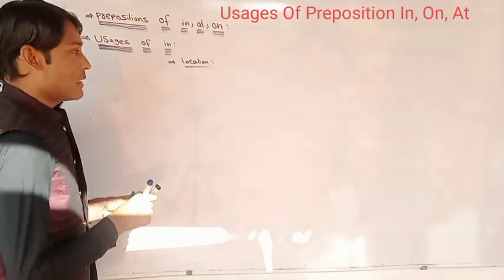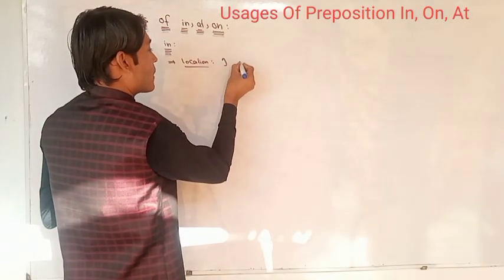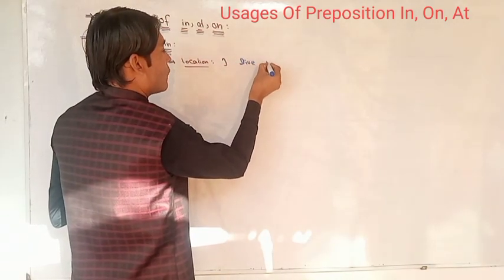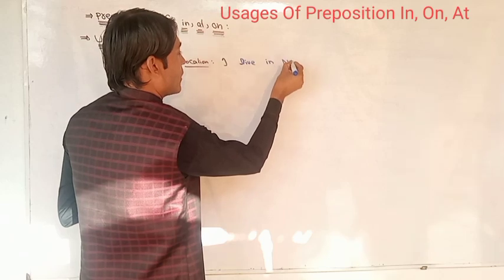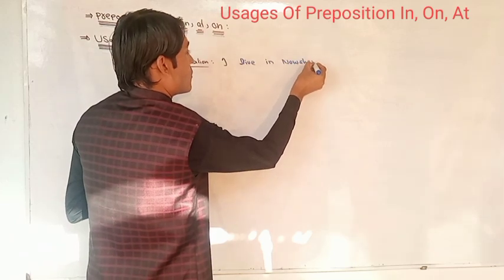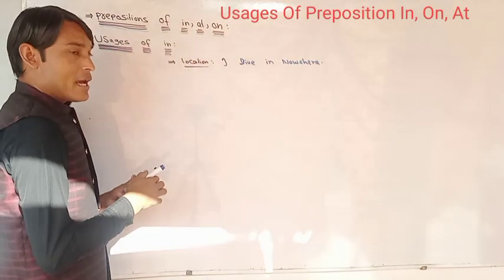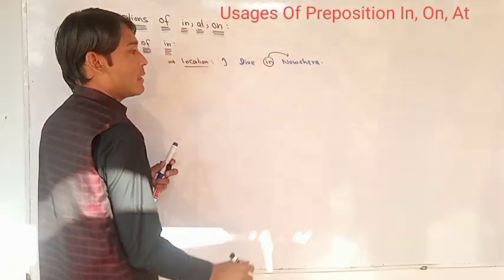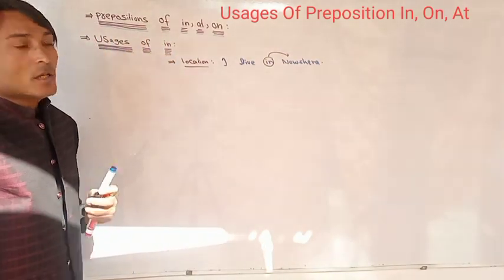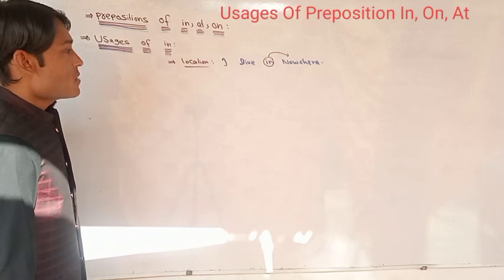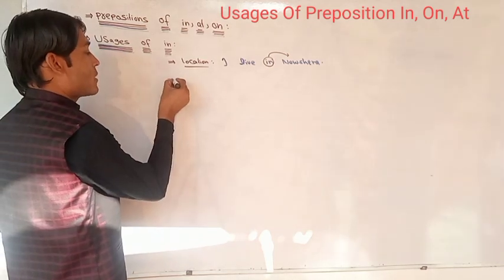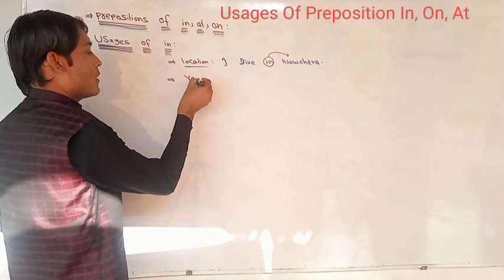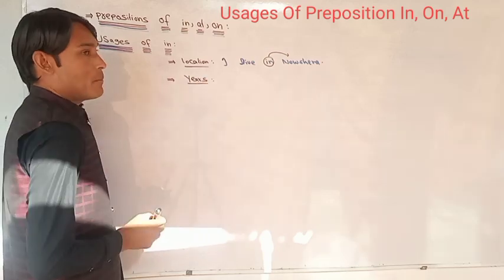For example, I say that I live, where? In Nowshera. So here in is used before what? In is used before the name of a place, and that is Nowshera. The second one is that in is used before years. In is used before the name of a year.